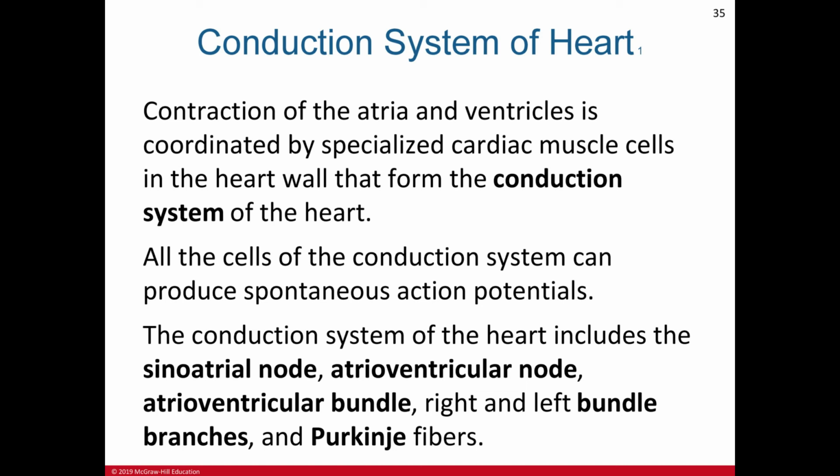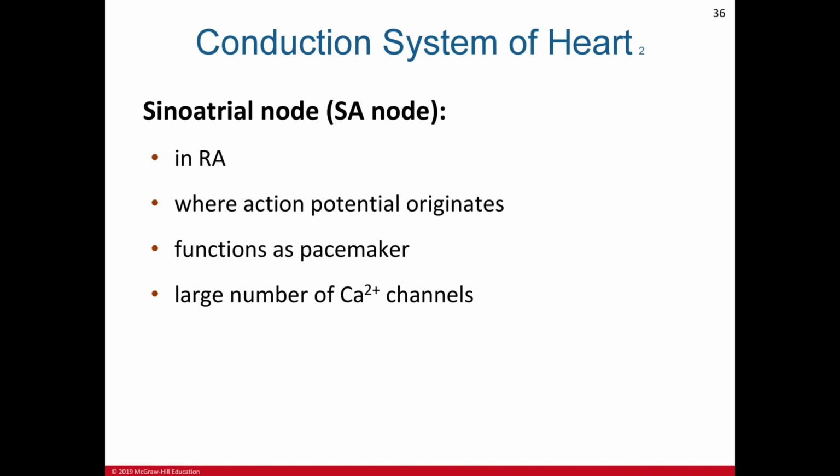All the cells of the conduction system can produce spontaneous action potential, but the sinoatrial node can produce the action potential much faster than any cell in the heart. In a case that the sinoatrial node is incompetent or not functioning, the atrioventricular node becomes the pacemaker of the heart. The sinoatrial node or the SA node is found in the right atrium.